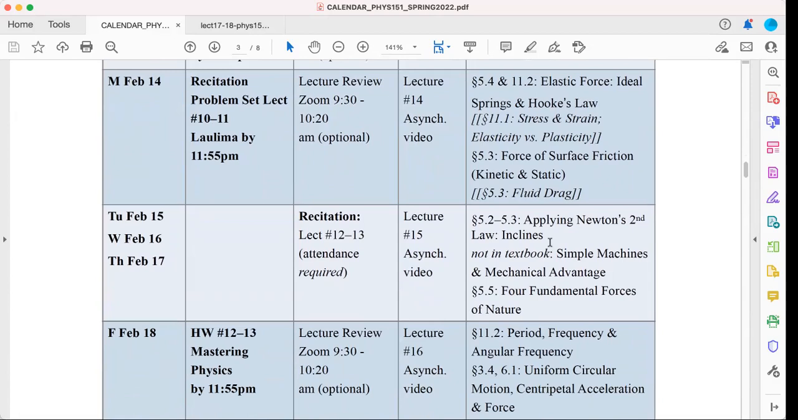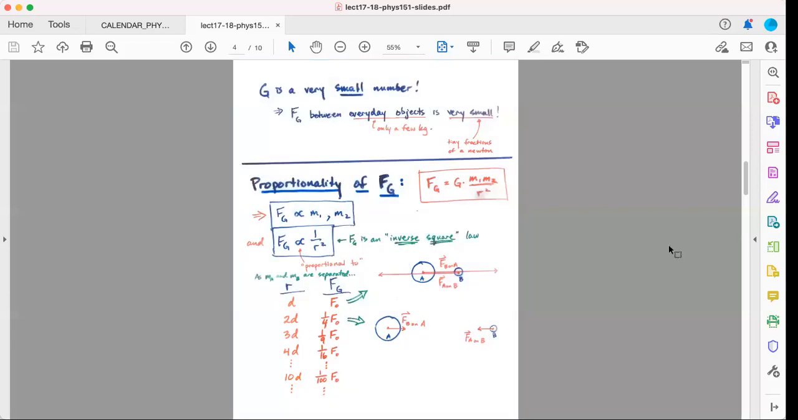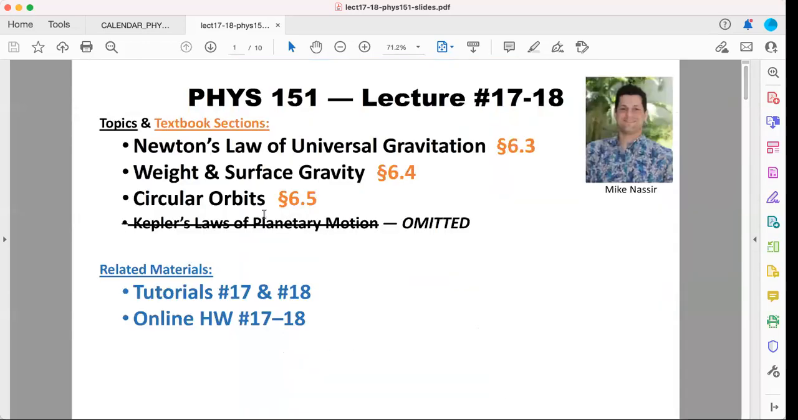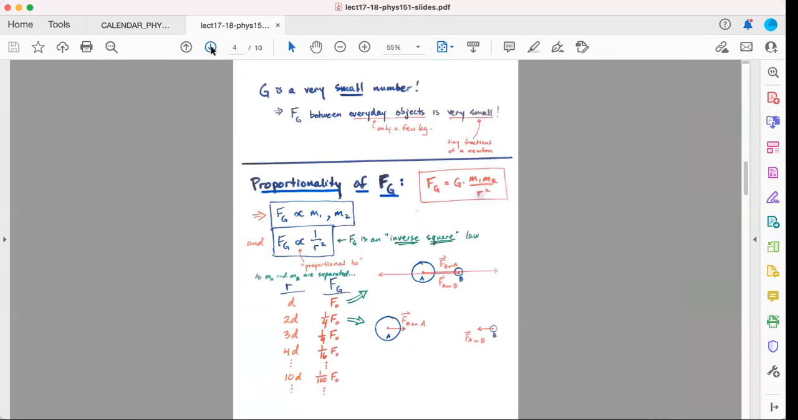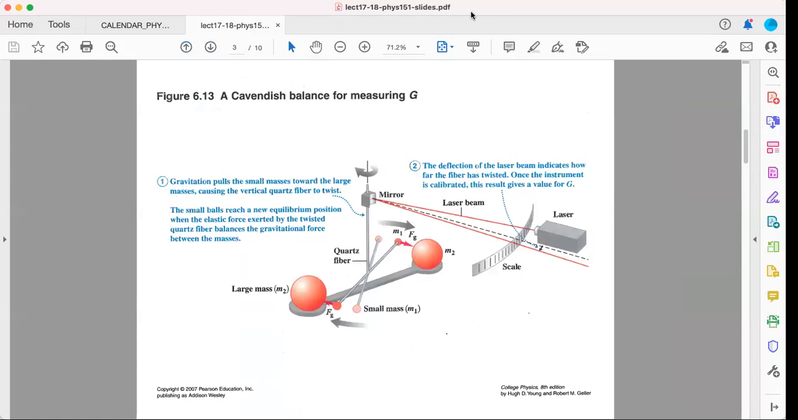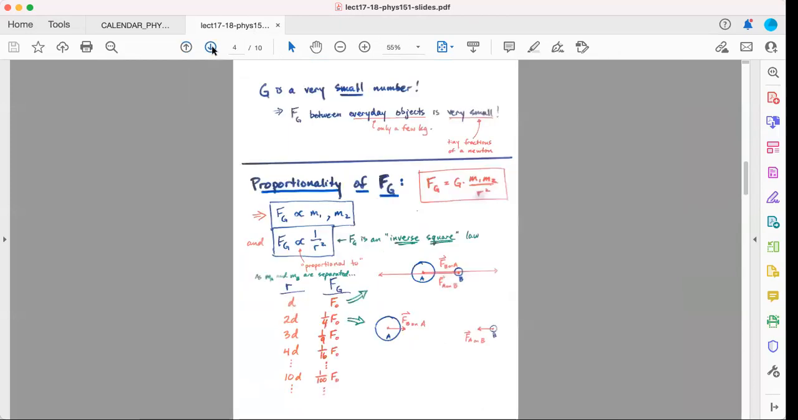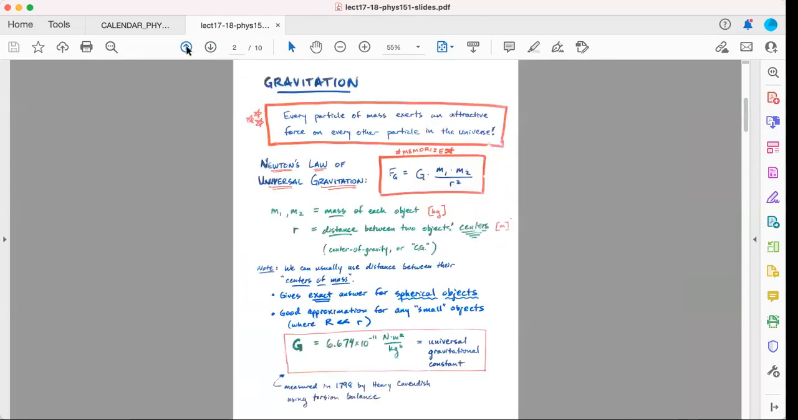Okay, so for today, let's start right away. What Mike is covering is Newton's law of universal gravitation, weight and surface gravity, and circular orbits. So I'm sure you have seen what he has done already in the slides, but I will go through briefly a couple of the things here. I can use also these slides.